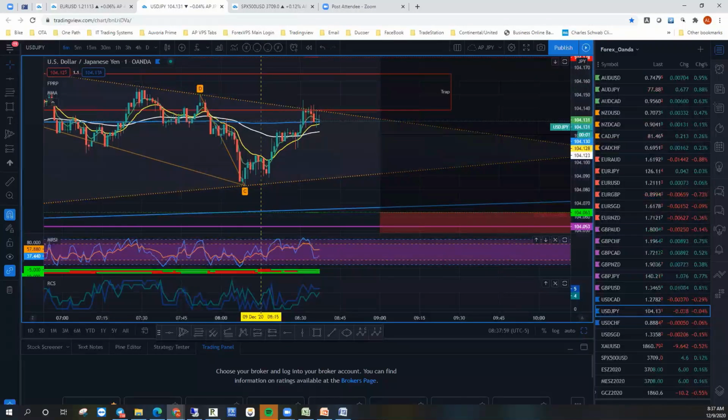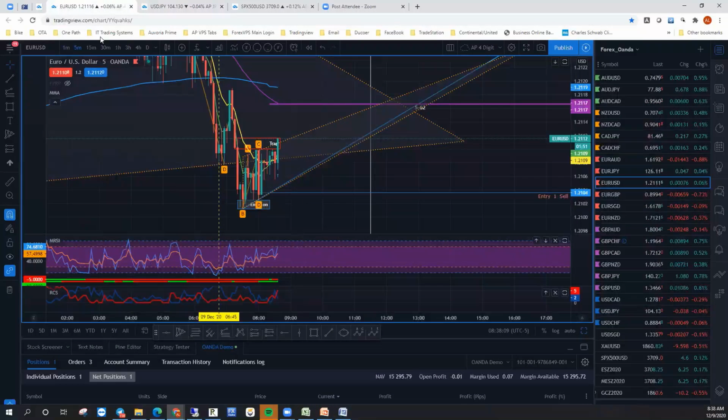And there is an Aussie alert that we have here at 8:30. Let's take a look at that. Aussie USD. And see if that looks any better, and see how our Euro US is doing. It's starting to break to the upside.